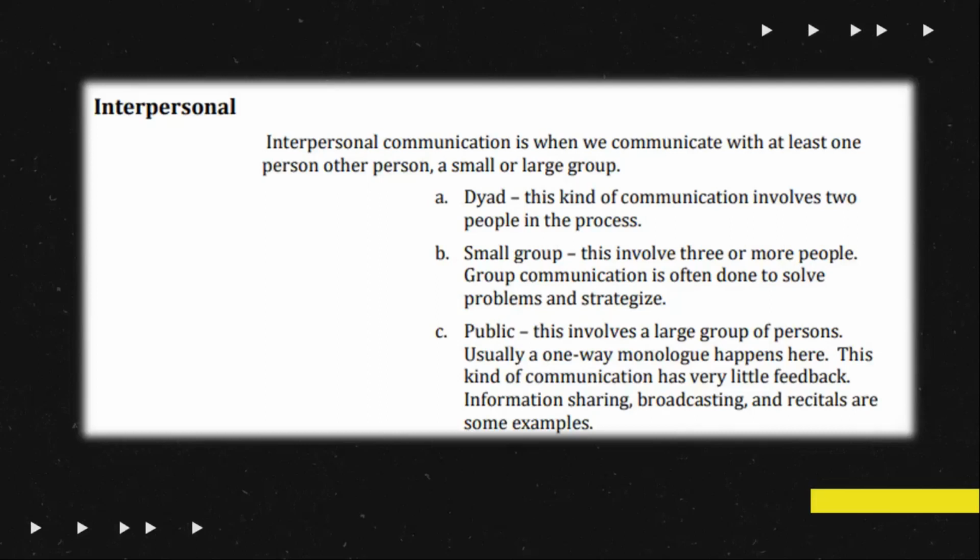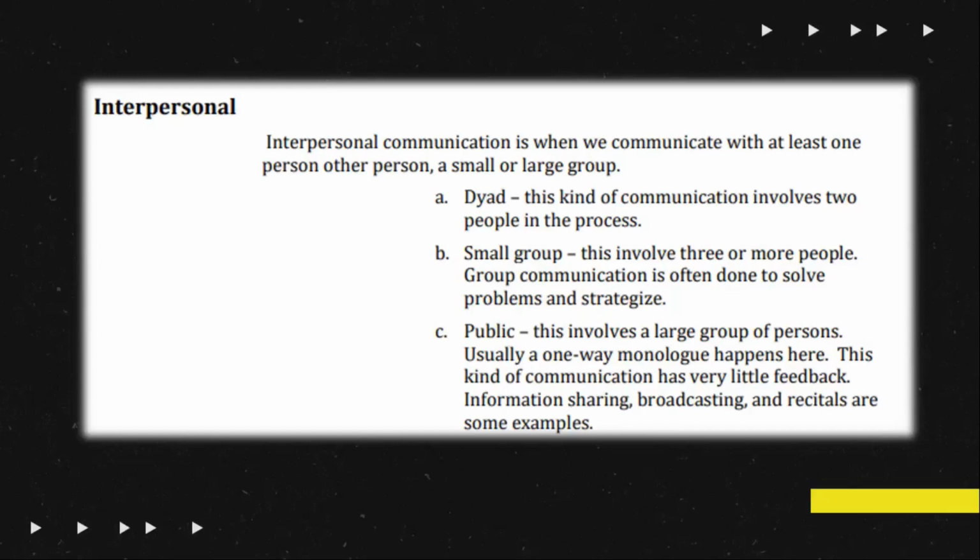Small group. This involves three or more people. So here it's not two people only involved in communication. It is three or more. That's why it's a group. Group communication is often done to solve problems and strategize. This usually happens in groupings in a classroom or in meetings, conferences. So this happens in small group communication. Third is public communication. This involves a large number of persons.